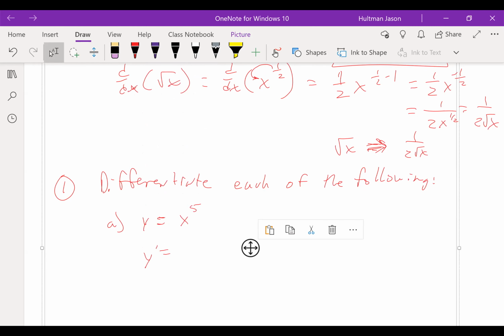Professor, that shortcut isn't always available to be used, right? Well, it is. It is, if you're dealing with something that has a power. Oh, okay.